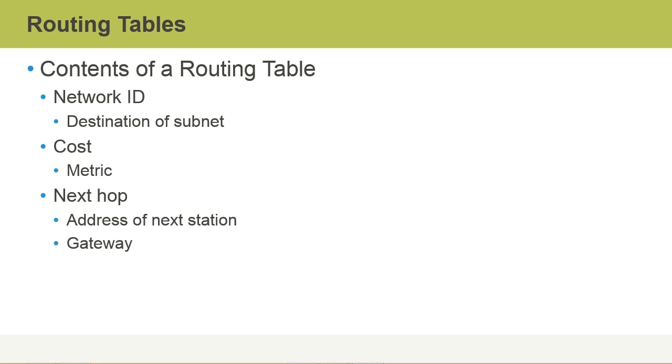So a preference value. We also have a next hop column, which specifies what the router is to do with packets that are destined for that destination network ID. So where do we send the packet? What's the address of the next router? Or it could be the gateway setting as well.